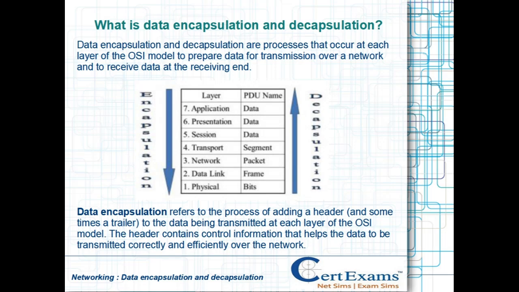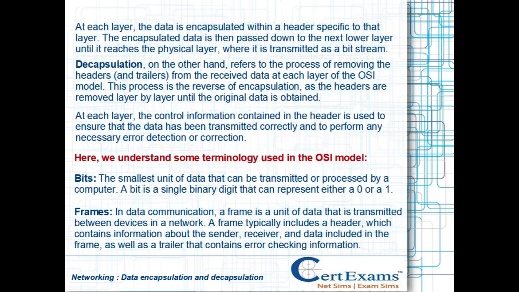Data encapsulation refers to the process of adding a header, and sometimes a trailer, to the data being transmitted at each layer of the OSI model. The header contains control information that helps the data to be transmitted correctly and efficiently over the network. At each layer, the data is encapsulated within a header specific to that layer. The encapsulated data is then passed down to the next lower layer until it reaches the physical layer, where it is transmitted as a bit stream.